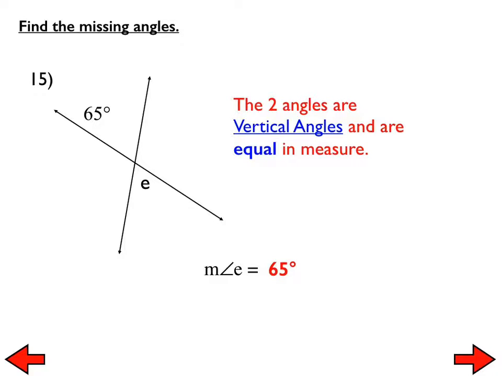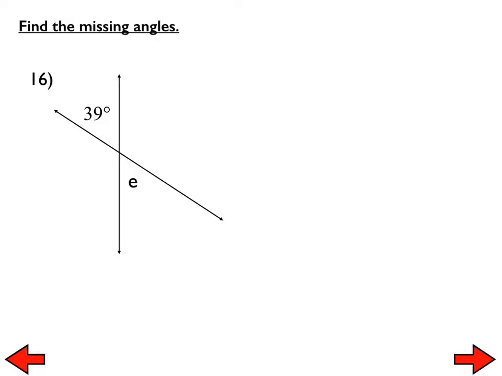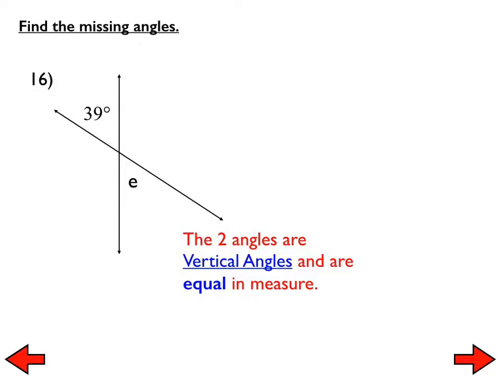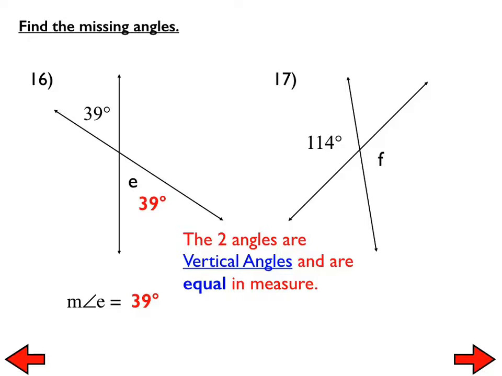Go ahead and quickly do 16 and 17. It should take you just a few seconds. 16 has what relationship? Vertical. What is the measure of angle E? 39 degrees. 17 has what relationship? Vertical. And then please read your answer to me. The measure of angle F equals 114 degrees. Don't forget the little circle at the end. Any questions about vertical angles?